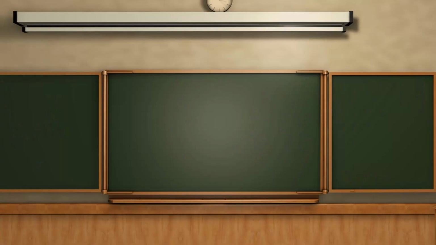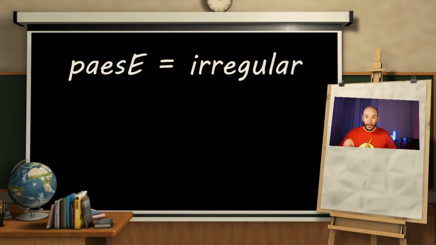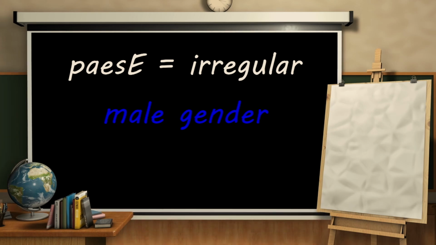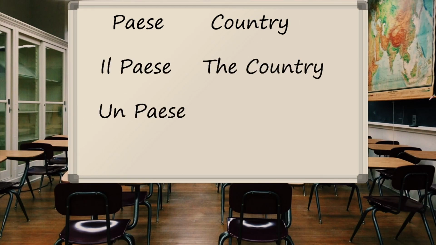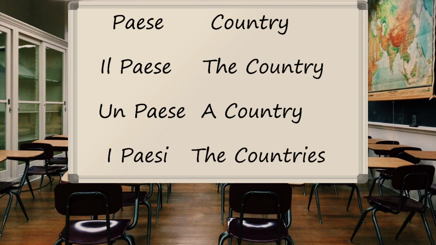Sixth noun, paese, which means country. This is a little bit tricky because in the beginning you have paese, two different vowels. Il paese means country in the worldly meaning, of a very huge nation like Italy, or as what in English can be considered countryside, in Italian we can name as paese. Paese is irregular. However, I tell you now that it is male gender because it wants male gendered articles. Il paese, the country. Un paese, a country. I paesi, the countries.